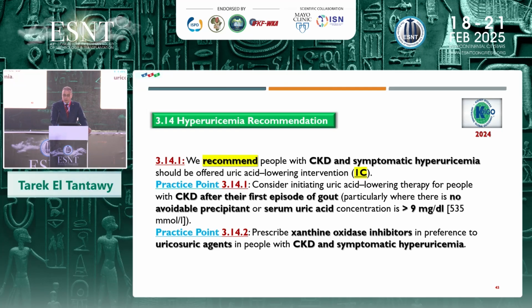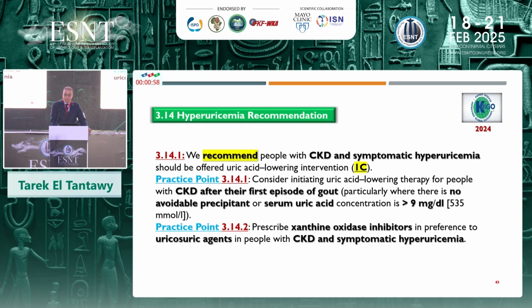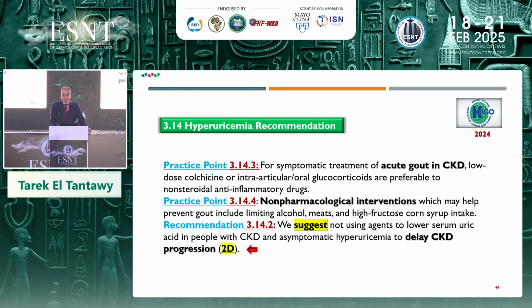As regards the KDIGO guidelines, they recommend giving treatment for symptomatic hyperuricemia, but they suggest not using agents to lower serum uric acid in people with CKD and asymptomatic hyperuricemia to delay CKD progression. But this, as you see, is a suggestion of weak evidence, grade D.